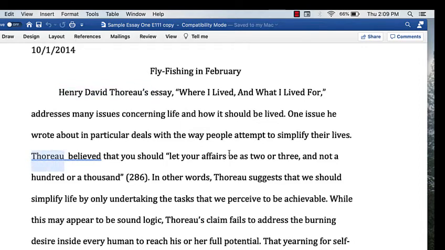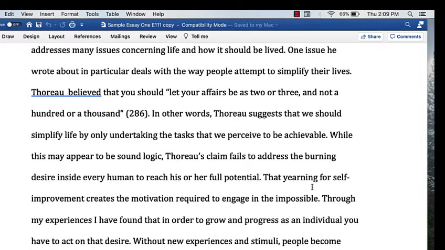And then he quotes the passage specifically, "Let your affairs be 2 or 3, not 100 or 1,000." Importantly, after that, he explains what this quote means, or he explains to the reader what specifically this means so that he can play off of this lesson. In other words, Thoreau suggests that we should simplify our life only by undertaking tasks we perceive to be achievable. And then he sort of makes a turn.